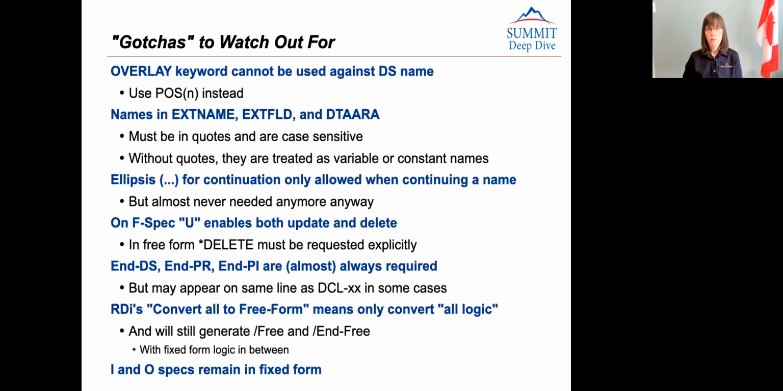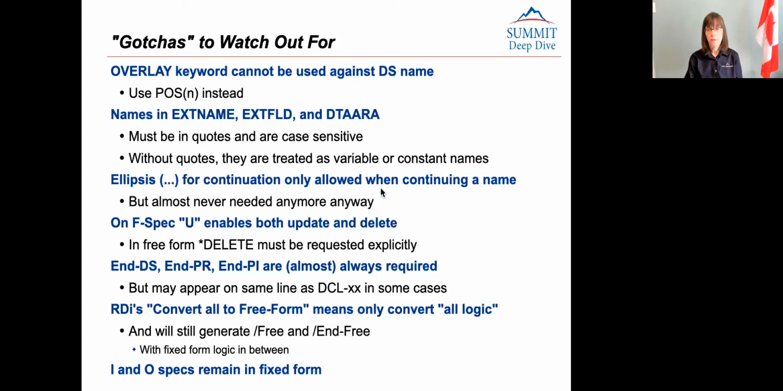Now, I mentioned that there are a few gotchas to look out for. I think I've mentioned most, if not all of these already, but I just wanted to have one place where you can go back and refer to them later on. The overlay keyword, remember, can't be used against a data structure name. You can still use overlay with subfields to overlay subfields, just not the data structure itself. So instead you would use position, and in the case of overlaying the data structure name, it would be position 1.